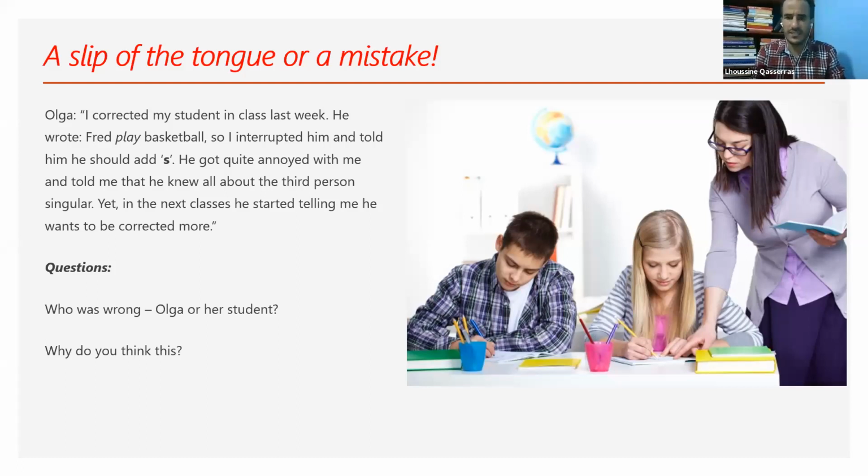Why do you think this? I give you 2 minutes. You read the situation again, concentrate, and then we can discuss who was wrong, Olga or her students, and why do you think this? Ayub, Olga. Samira, Olga. Fuad, Olga. Hasna, Olga. Sumud, the student. Sukaina, Olga. Ikram, Olga. Linda Smith, I think Olga. Najia, Olga.